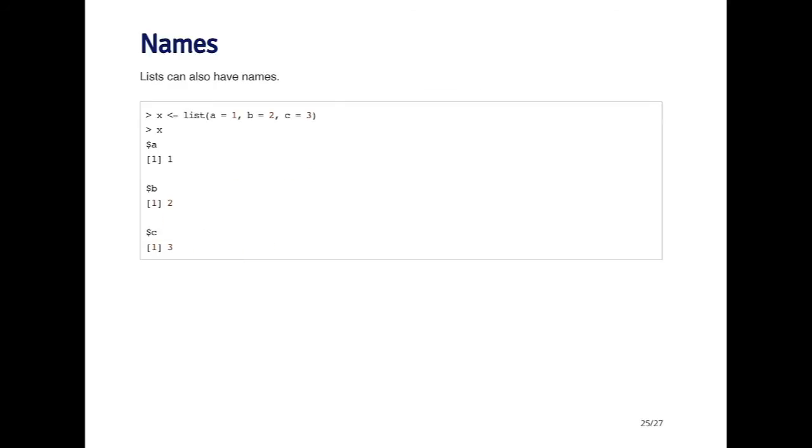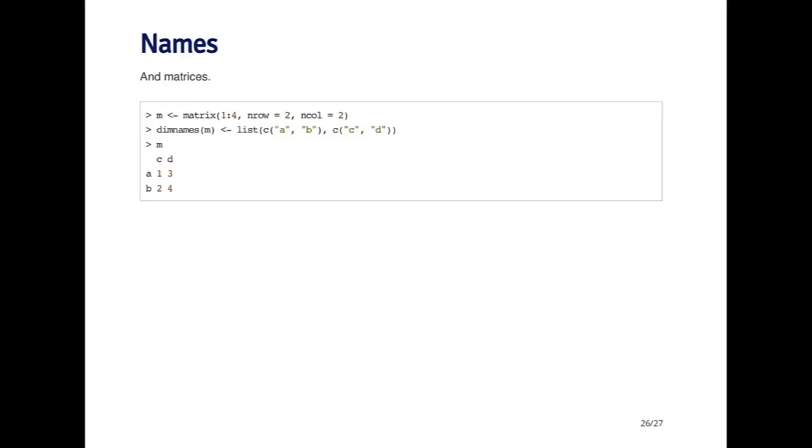Lists can also have names. And so for example, here I'm creating a list with the list function, where the first element is called A, the second element is called B, and the third element is called C. And so when I print out the list, it prints out the names of each element and the values associated with those names.